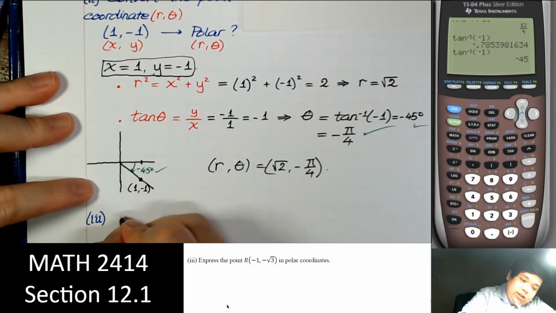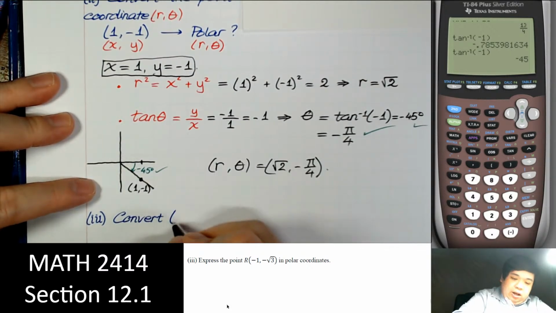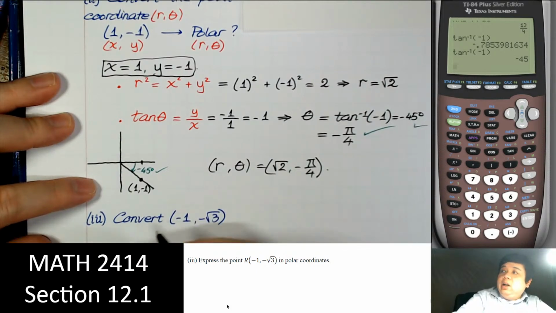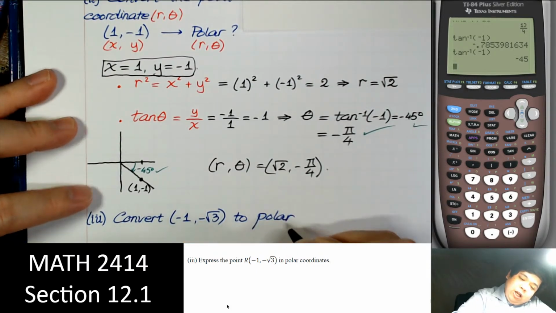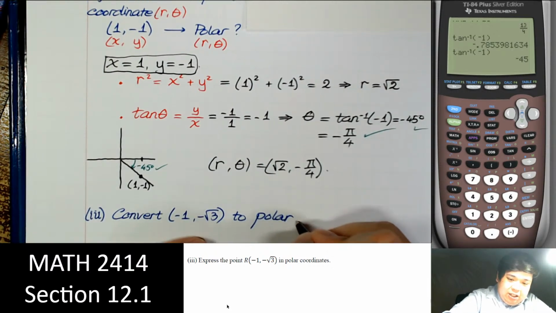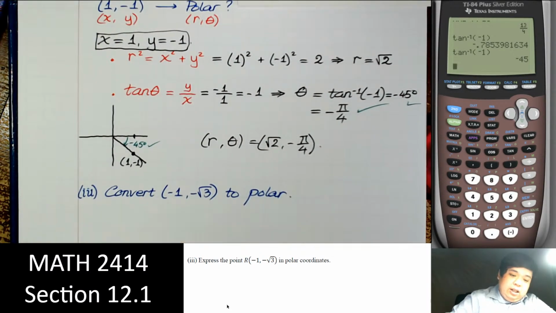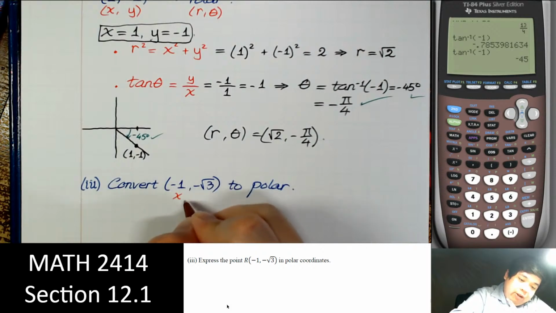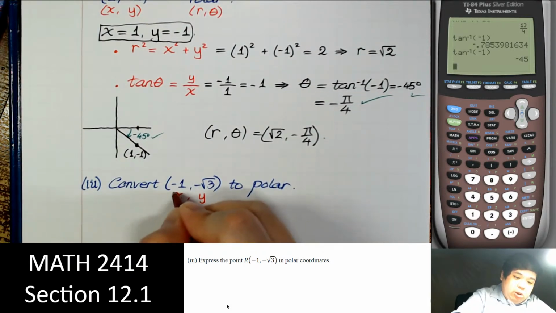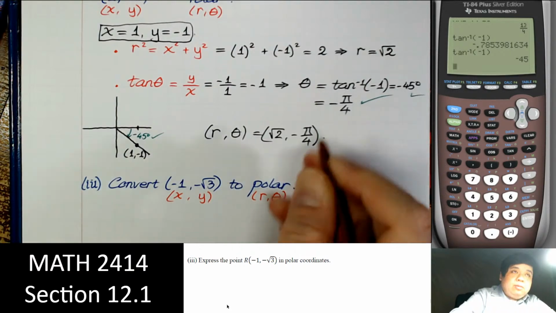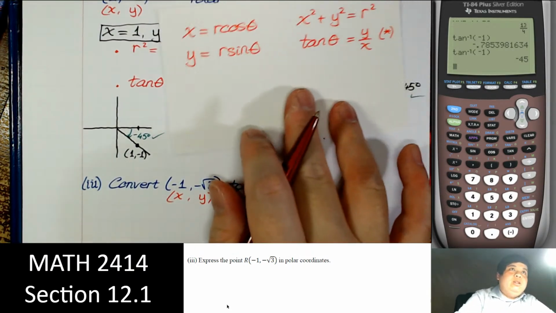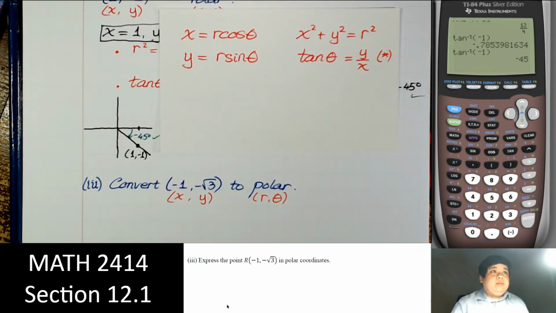Now convert -1, square root of 3 to polar. So originally we have x and y in rectangular coordinates. Convert to polar, which is r and theta. And we still have the same formulas that we can use.